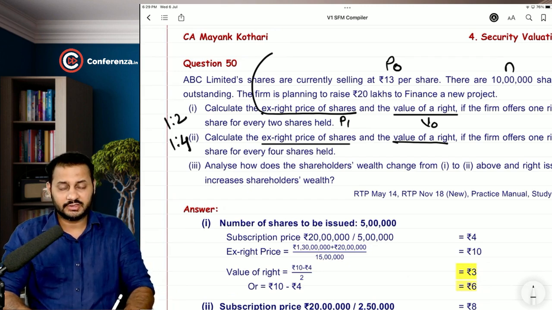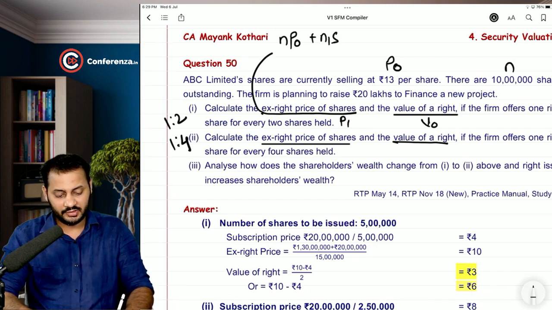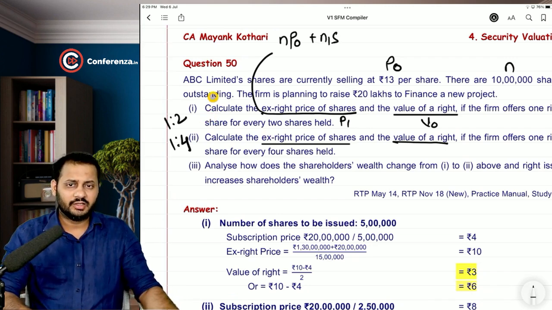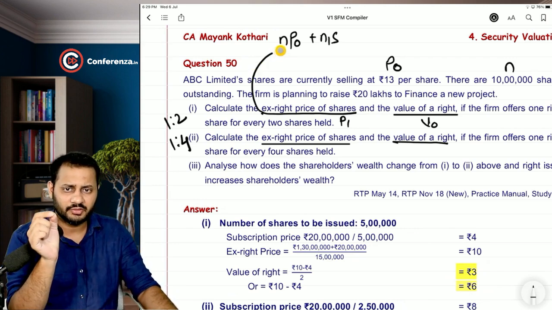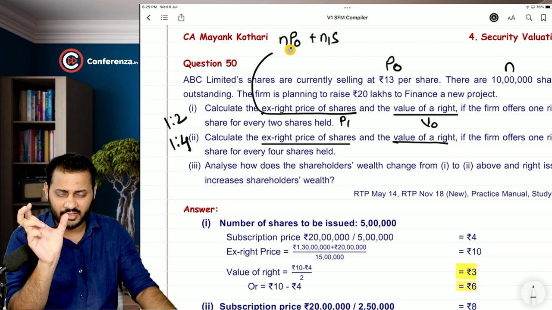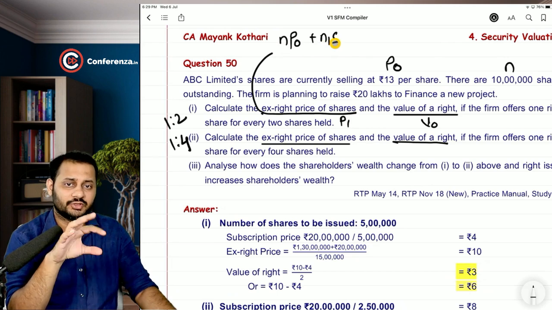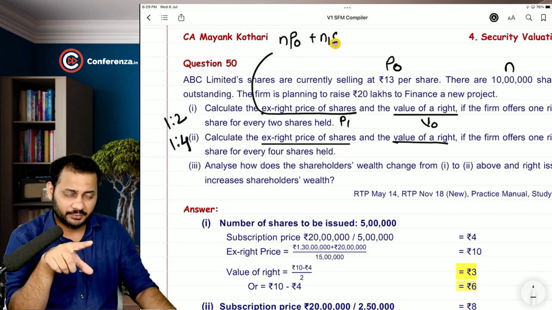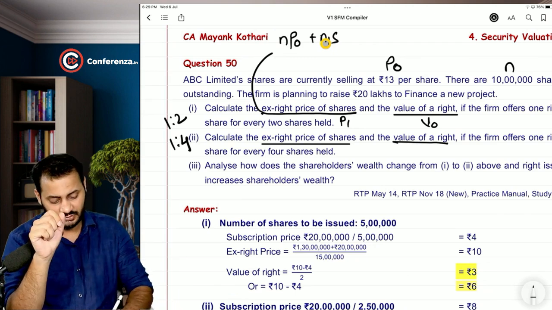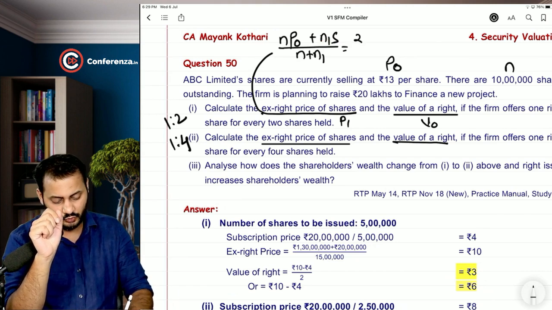When 1:2 is the ratio, what is the formula for ex-rights price? Again, repeating the same thing, please try to remember. N P0 is the existing value, plus the additional amount, that is N1 at subscription price. You should understand or remember the formula like this. The number of shares multiplied by the market price will give you the market value, and N1 is the number of new shares that you will be issuing at the subscription price. So you will get this much amount from every share, divided by N plus N1. So in this case, 2 existing shares into 13 plus 1 into the subscription price.